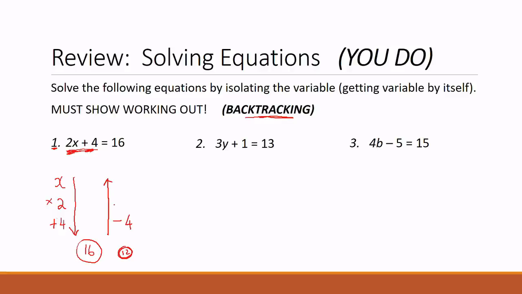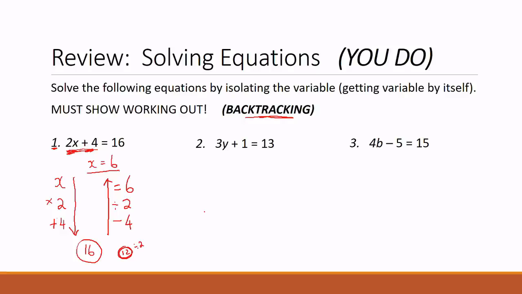I then do the opposite of multiplying by 2, which is to divide by 2. Now, to get the final answer, I take that 12 that I've just been thinking about, and I divide that by 2. And you know that 12 divided by 2 is equal to 6. So I think the answer for the first one is x equals 6.